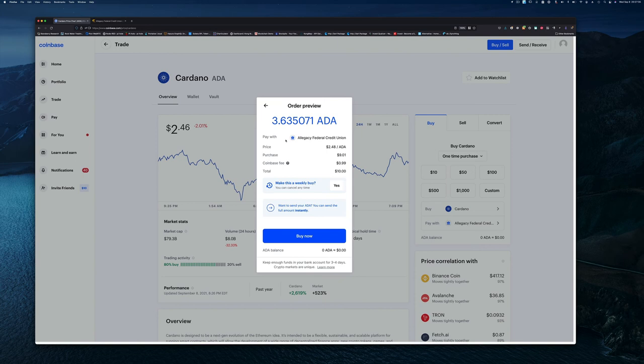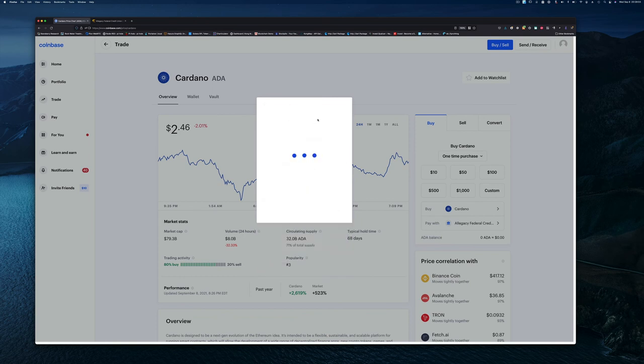Now notice it's telling me I'm going to pay with this financial institution I have linked. This is the price. I'm going to spend $9. There's a Coinbase fee. Sometimes there's a network fee and all these other complicated things. But I can just go ahead and say, right now I don't have any ADA, but I can say buy. And it's telling me that I'm going to get 3.6, whatever. Notice with digital currencies, you can get a fraction of this digital currency because it's digital and that's just how it works.